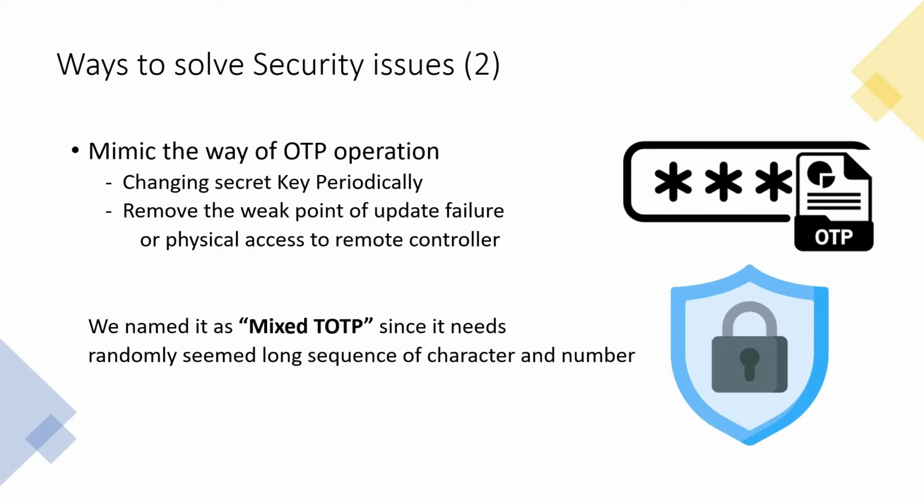To solve this problem, we thought of the OTP, one-time password. Maybe most of you have experience of using OTP when using mobile banking. It changes the secret key periodically, hardening the security. By adopting this, we can prevent the weak point we mentioned before, but we need a long secret code, not 6 numbers. Also include characters, so we named it mix the OTP.